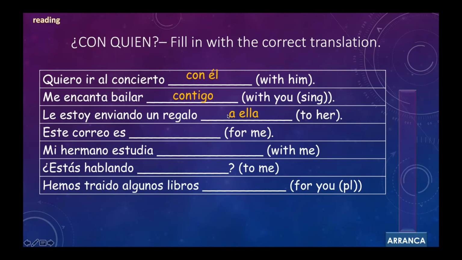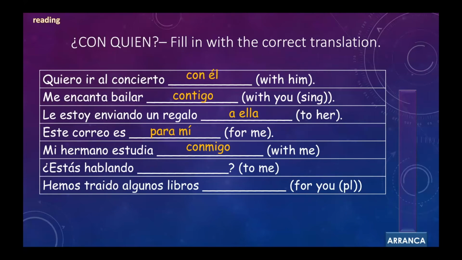Este correo es para mí. Not para yo, but para mí. For me. Mi hermano estudia conmigo. Now, once again, with me doesn't become con mí or con yo, it is conmigo.